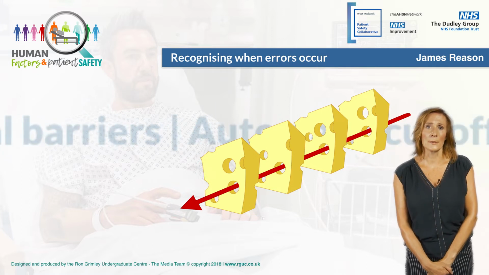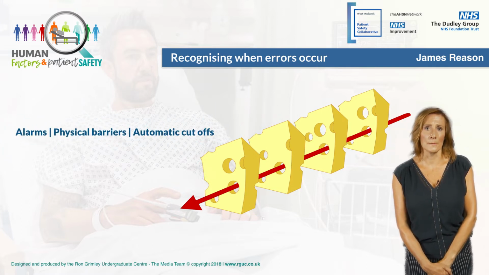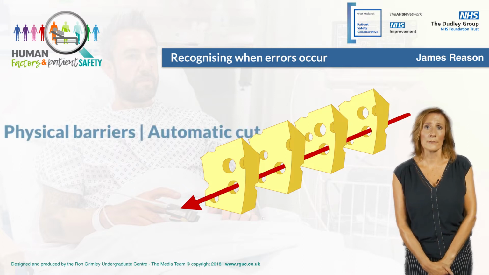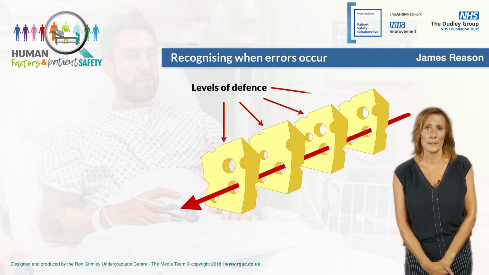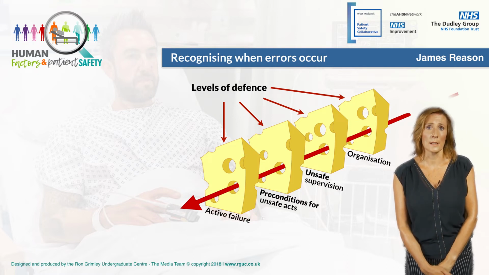These barriers can either be engineered, such as alarms, physical barriers or automatic cut-offs, or they rely on people and their actions, or they relate to procedures and administrative controls. These layers of defence prevent untoward events from happening. Reason hypothesised that there are 4 failure domains: organisational influences, supervision, preconditions and specific acts resulting in failure.